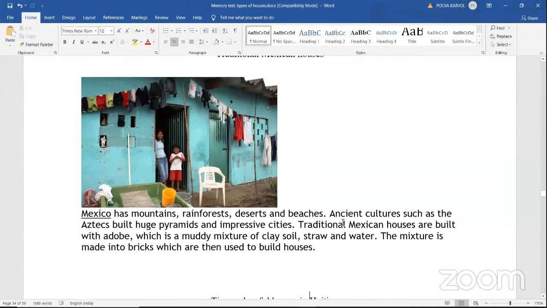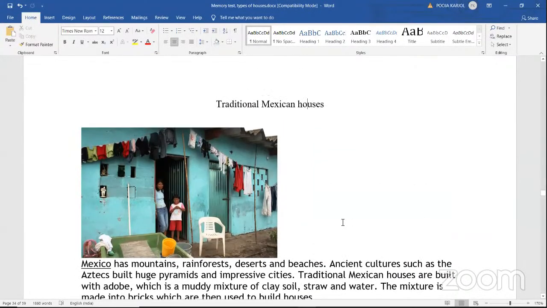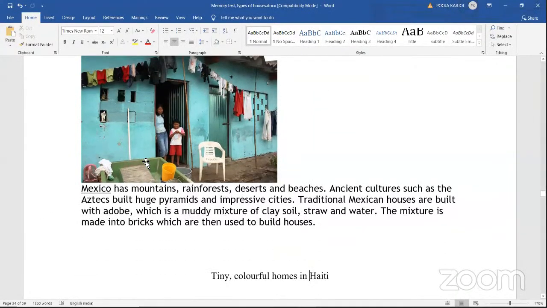Traditional Mexican houses. Mexico has mountains, rainforests, deserts, and beaches. Why they're giving you these is because the condition for housing depends on the environment. Right? Mountains, it has to be sturdy. Rainforest, also sturdy to withstand rain. Here, withstand high amount of wind. Desert, beaches, you know. So they are saying it is very diverse.